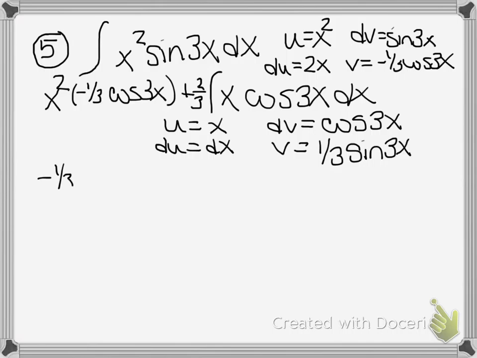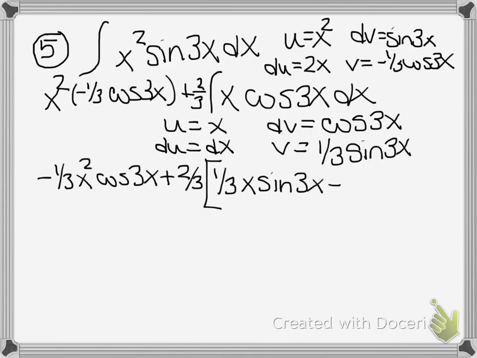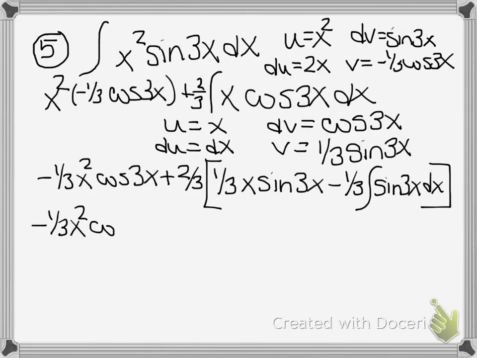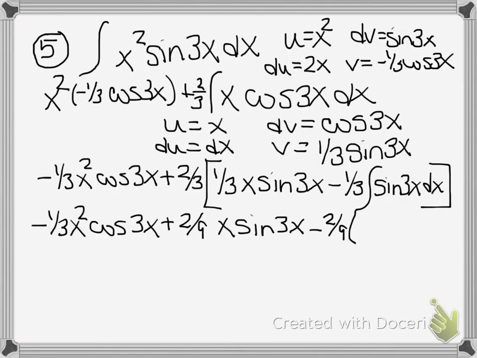Okay, now let's write it down. Negative 1/3 x squared cosine 3x plus 2/3 big ol' bracket uv, or 1/3 x sine 3x minus the integral of v, taking that 1/3 in front, so minus integral of sine 3x dx, close your big old bracket, or negative 1/3 x squared cosine 3x plus 2/9 x sine 3x minus 2/9 times the integral, and that's negative 1/3 cosine 3x plus our constant.